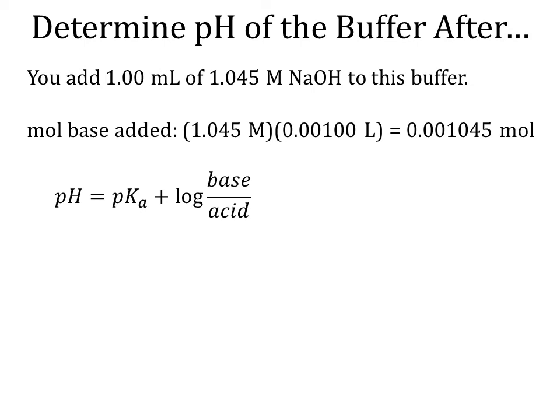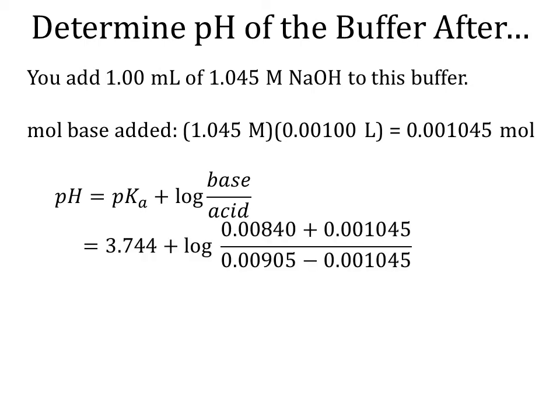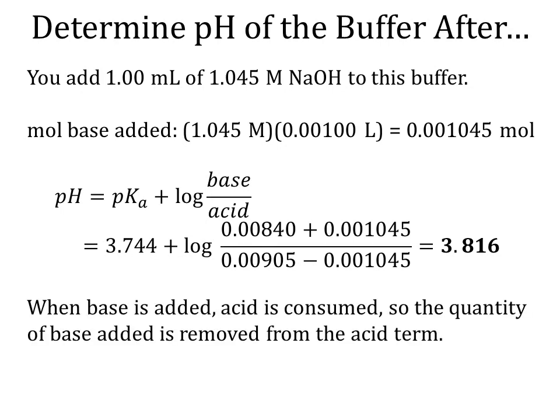We again use the Henderson-Hasselbalch equation. We then carry over the numbers from the previous step in this problem, and to the numerator of the log ratio, we have to add 0.00105 moles of base because that's what we added into this buffer system. We then have to subtract that same quantity from the denominator because as we added base, we consumed acid in order to maintain the pH. Our pH then increased to 3.816. Remember that when base is added, acid is consumed, so the quantity of base added is removed from the acid term.